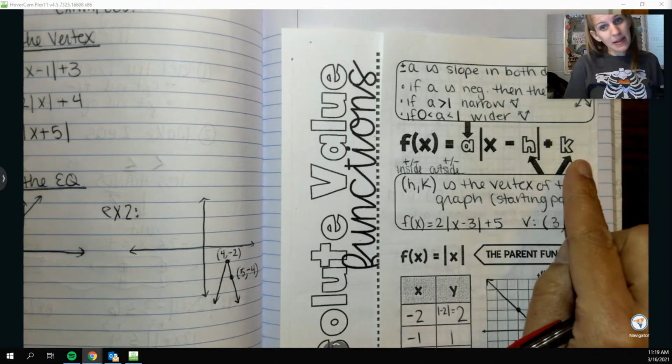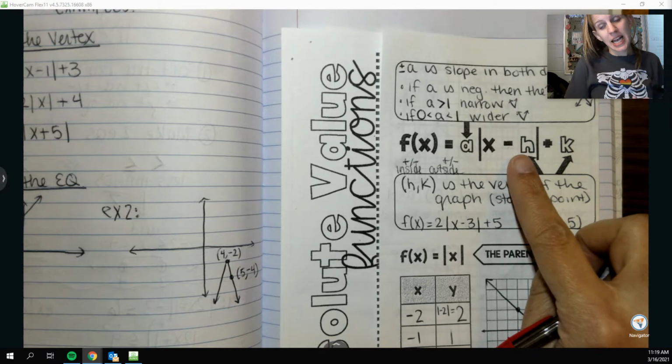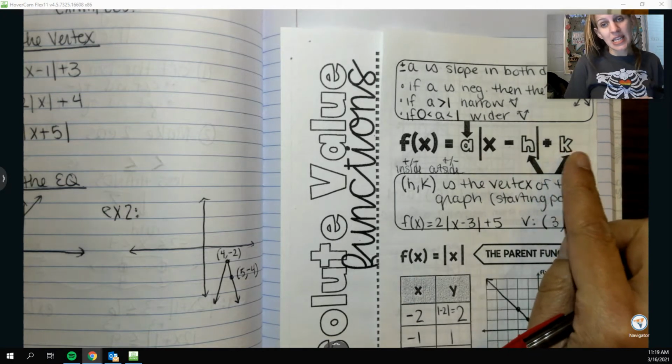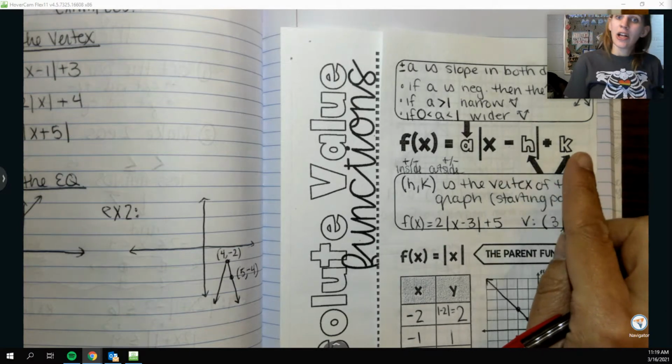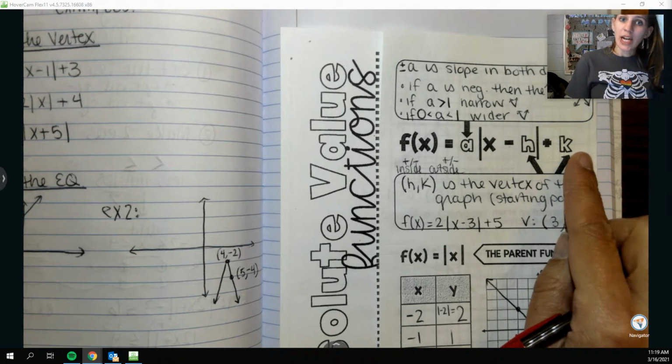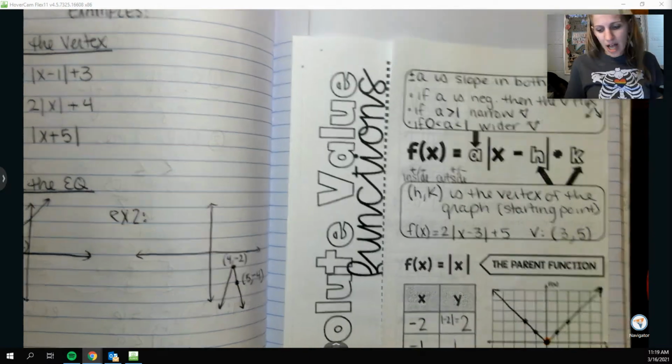And then h comma k is my vertex, where h is always the opposite in the x value, and k is always the same in the y value. h is inside being added or subtracted, k is outside being added or subtracted, and there we go.